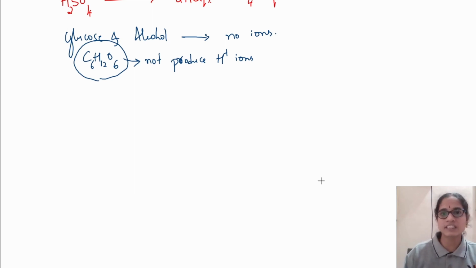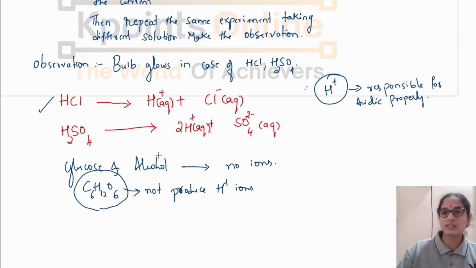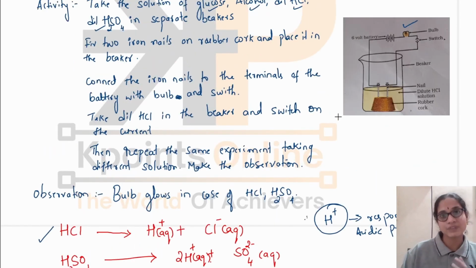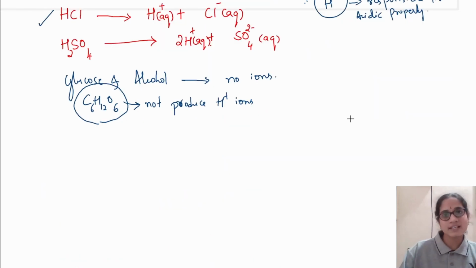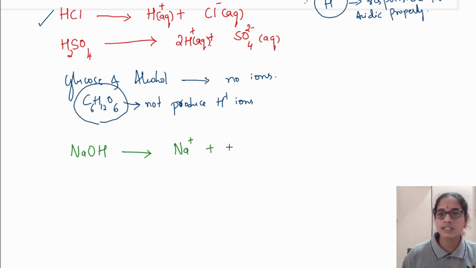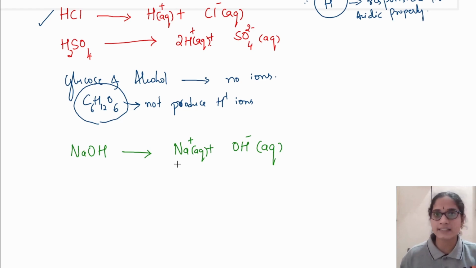You can repeat the same experiment by using bases also, a basic solution. When you take the basic solution in this beaker, we see that there is a glow of the bulb, which means the electric current is flowing through the circuit. Why does the electric current flow in the circuit? Because they have produced ions. When you take bases like sodium hydroxide, they produce ions, that is sodium ion and hydroxide ion. These ions are responsible for conducting the electricity.